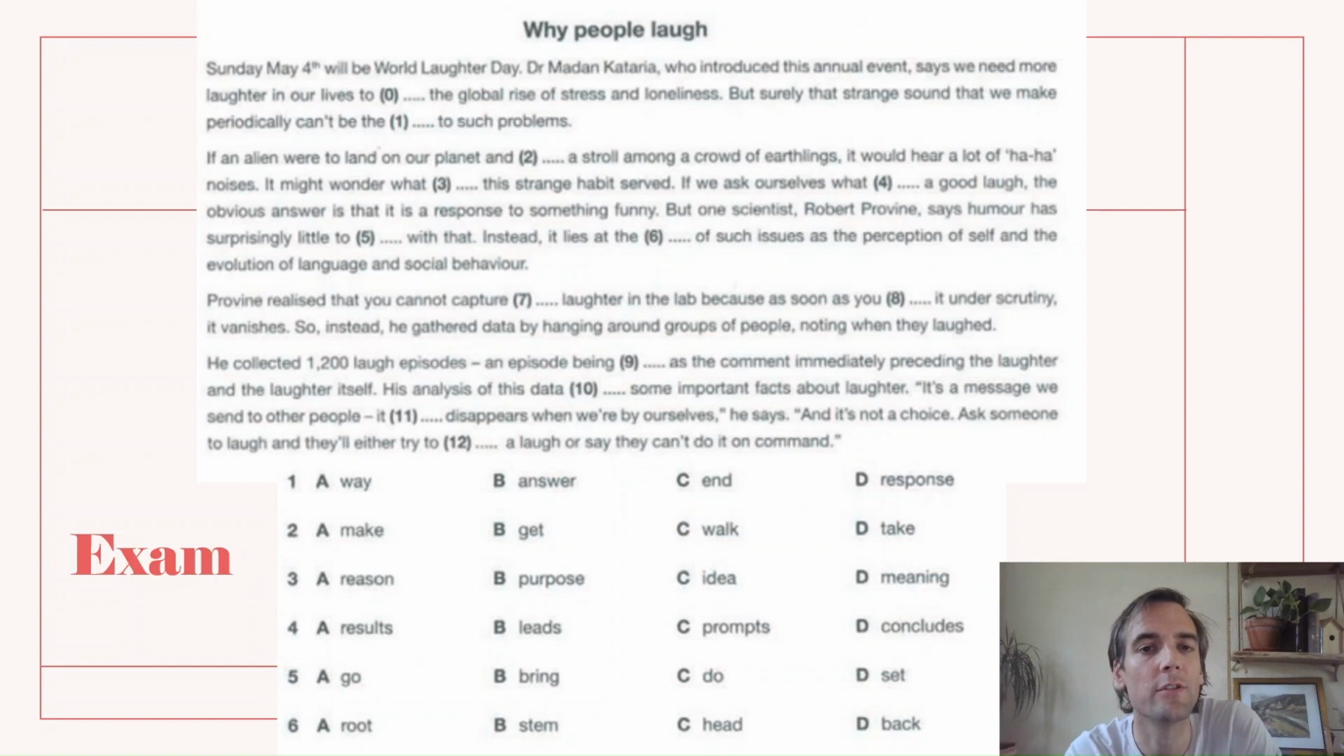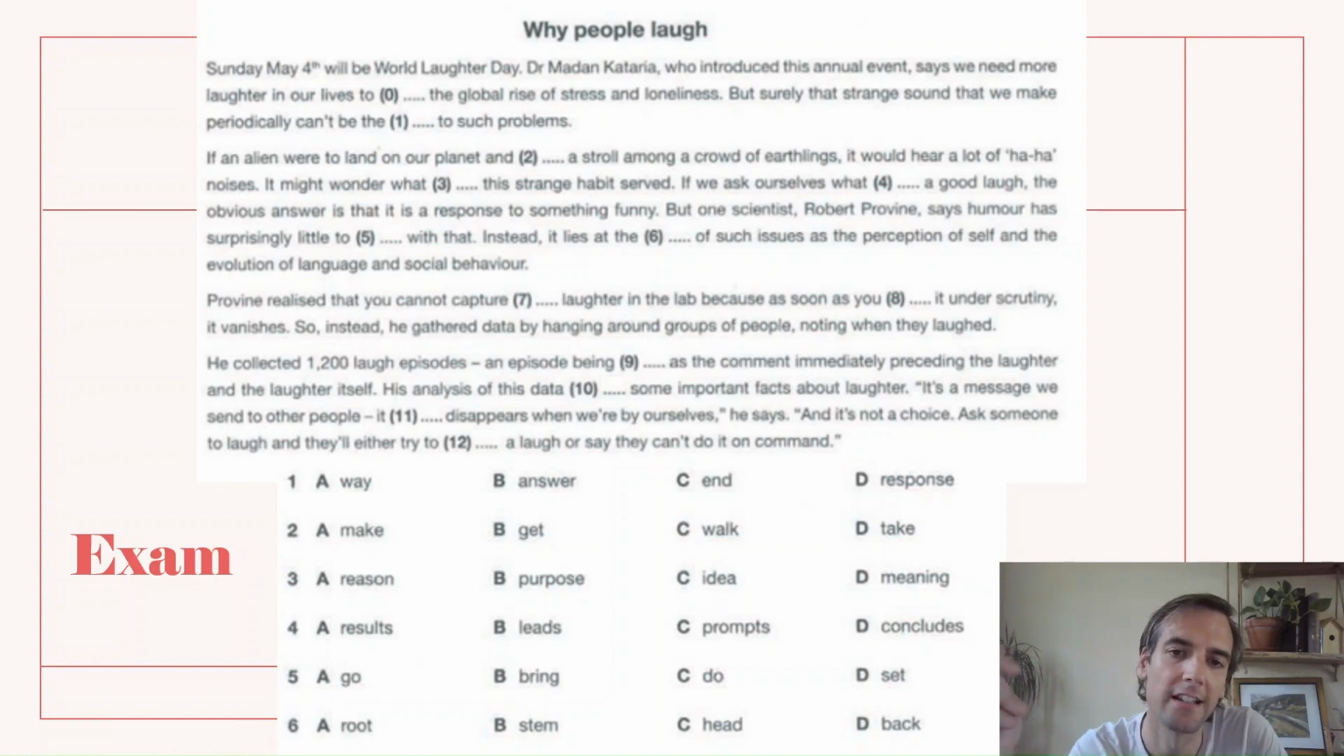So anyway, it's a very typical topic. It's sort of scientific, talking about studies, psychological, social, all that kind of thing. And we can see it's about why people laugh. I don't know why, but whenever I walk into a room, people start laughing. Why is that? This is what this text is trying to figure out. So we can see, number 1, we need laughter in our lives. There's a rise of stress and loneliness. That strange sound that we make can't be the to such problems. Well, I'll give you some time to read it.